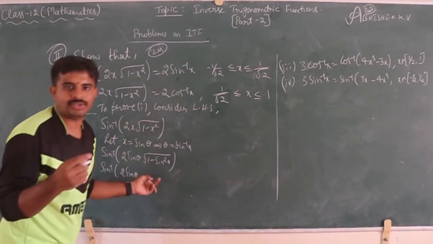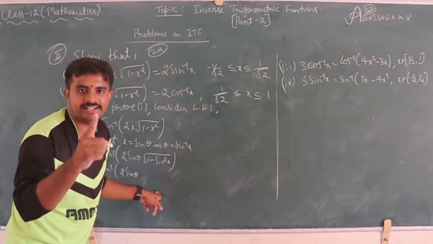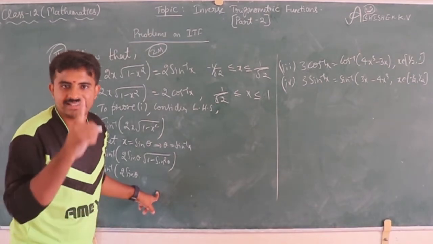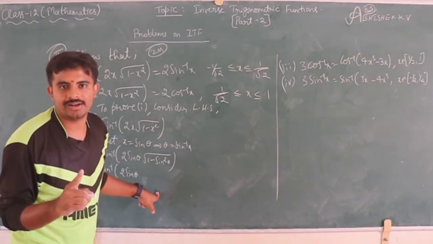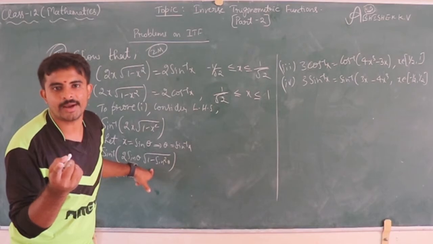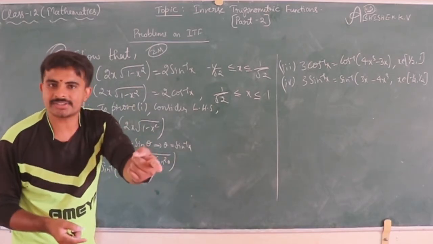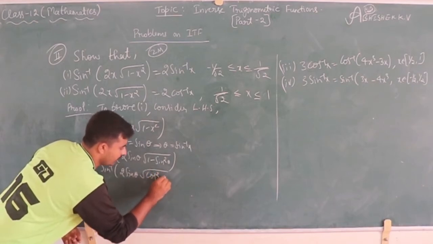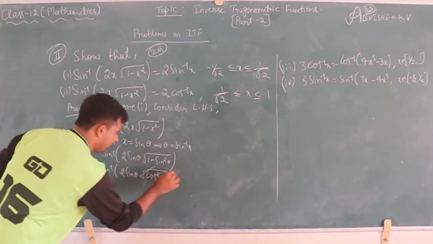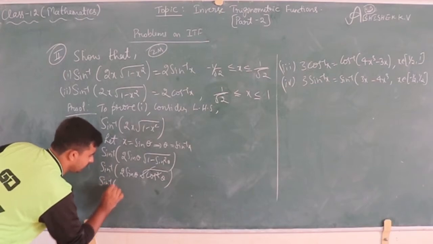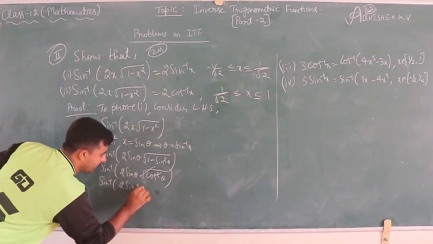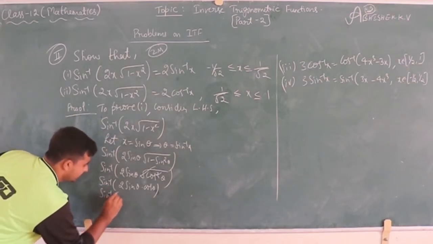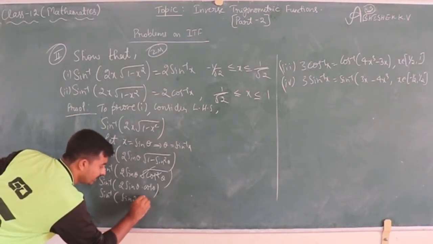See, according to the first basic identity, sin square theta plus cos square theta is equal to 1. What is 1 minus sin square theta? 1 minus sin square theta is equal to cos square theta. Root of cos square theta, the square root and square get cancelled. We are remaining with sin inverse of 2 sin theta into cos theta. Again by using the formula, this is sin inverse of sin 2 theta.